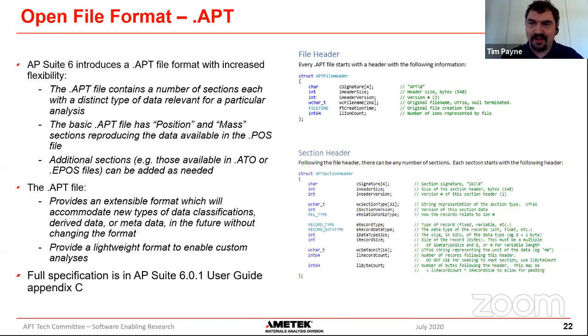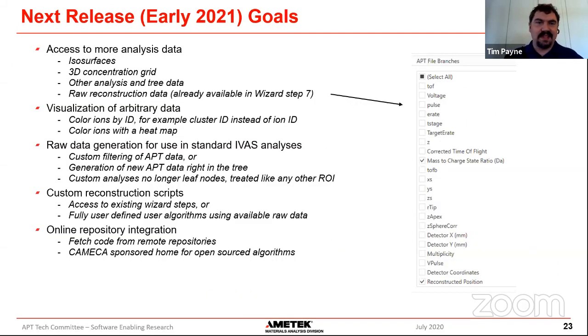Eventually, we're working on having a new home for all this stuff. So this is the exciting stuff. What's coming next? So I said before, this is just a first pass in AP Suite 6.1, and our next release is coming hopefully right away next year. These custom analysis modules are going to get access to a lot more data, so including other things in the analysis tree, like any other analysis you might have, like concentration data. You can also see the 3D concentration grid or isosurfaces from other nodes in the tree.